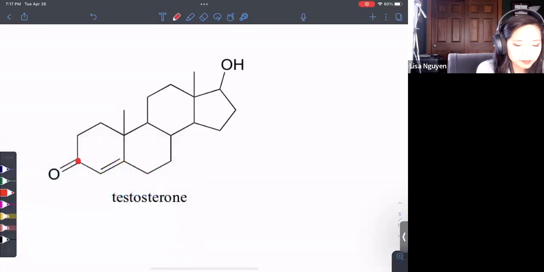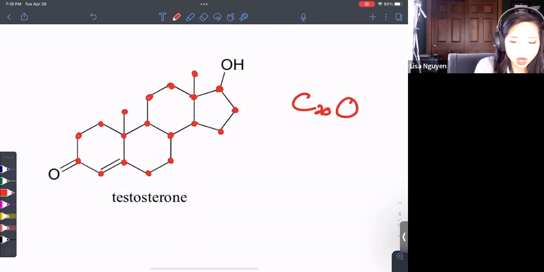So there's a carbon there, 3, 4, 5, 6, 7, 8, 9, 10, 11, 12, 13, 14, 15, 16, 17, 18, 19, 20. So there are 20 carbons. All right, and then there's two oxygens. Okay, so now the hard part is getting hydrogens. How the heck do we get hydrogens?